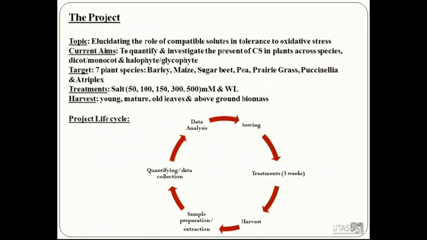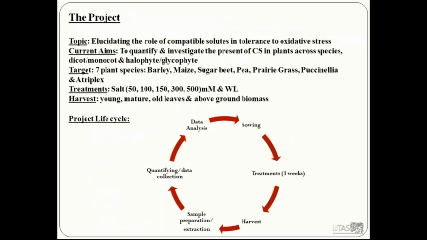Let's talk about the project, the fun part about this. Let's talk about the experiment. The topic is still elucidating the role of compatible solutes in tolerance to oxidative stress. Our current aim is to quantify and investigate the presence of compatible solutes in plants across species, between dicot, monocot, and also between halophyte and glycophyte.